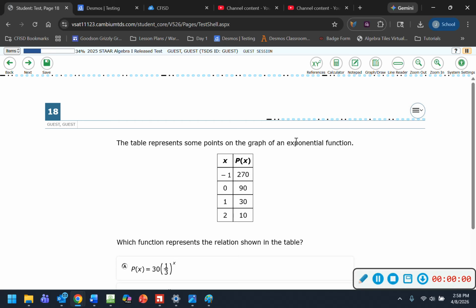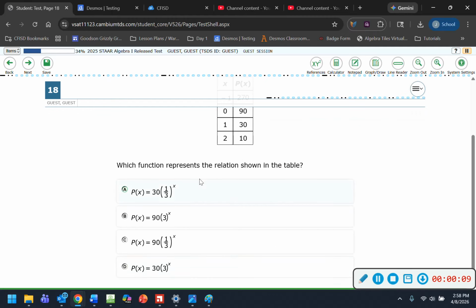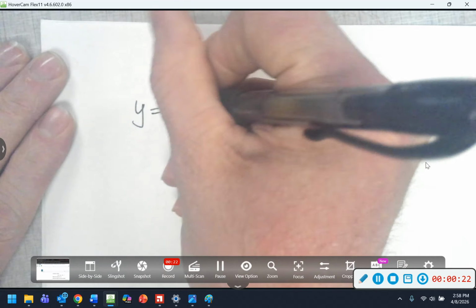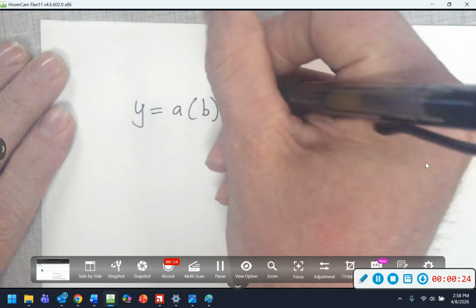It gives us a table and they tell us it's an exponential function, which means that the change is multiplicative as we go from one x to the next. And it wants us to find which function best represents this table. So first thing to keep in mind with an exponential function is it's always going to be written in the form y equals a times b raised to the x power.